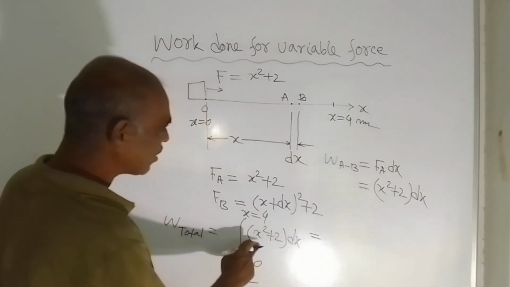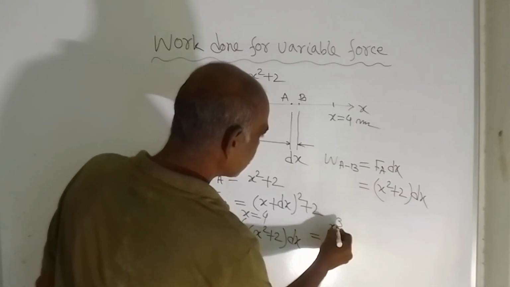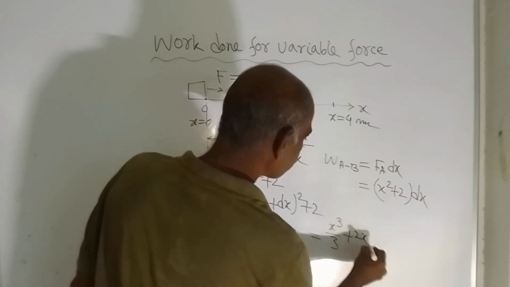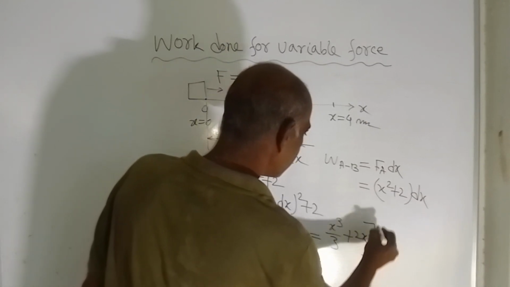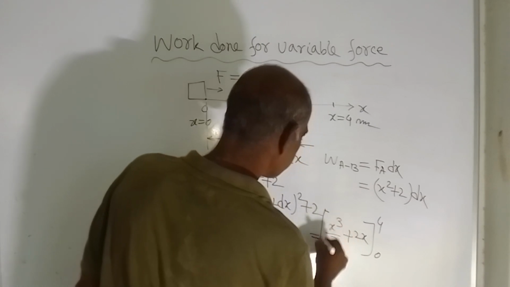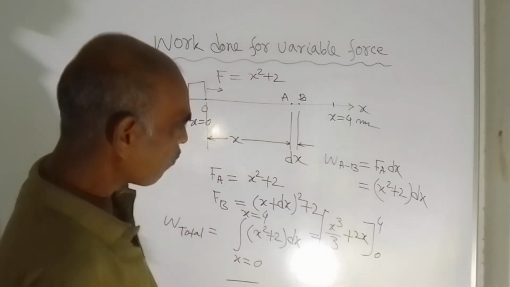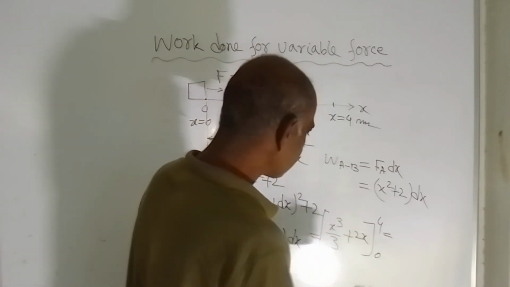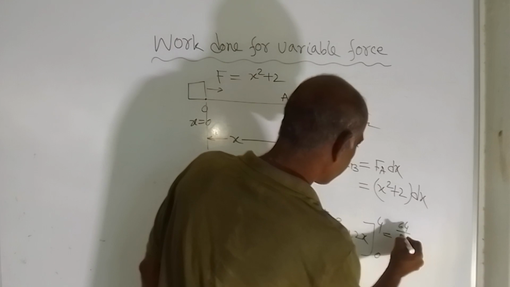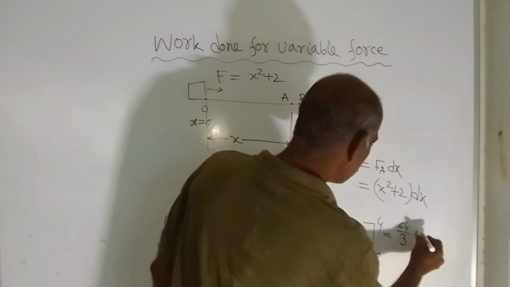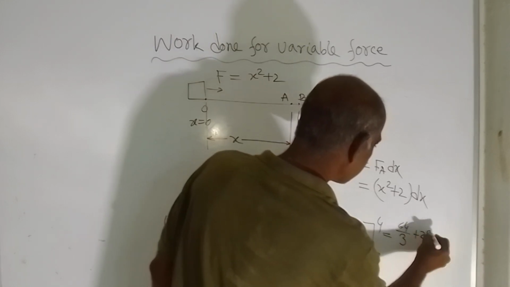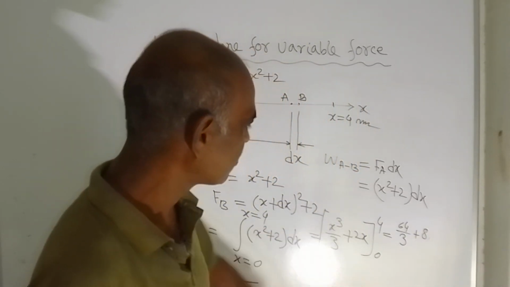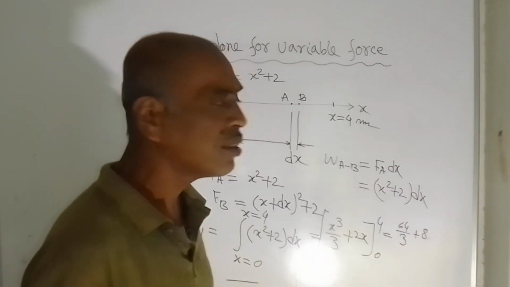So what is the result? Integration of this is x cube by 3, and 2 is there, so here you will get 2x. Now you just put the limits. After putting limits, here you will get 4 cube, means 64, so 64 by 3, and 2 into 4, that is 8. And if you put 0, you will get absolutely 0.